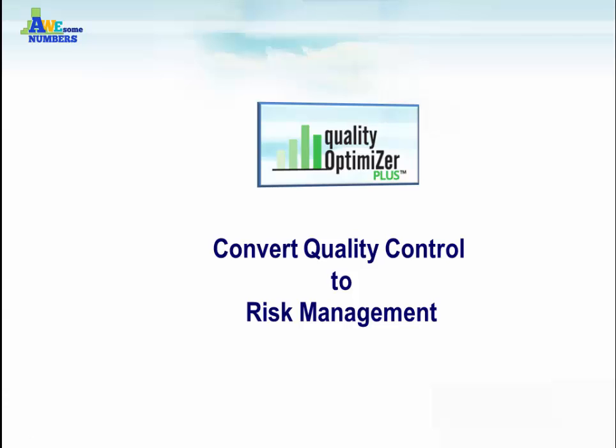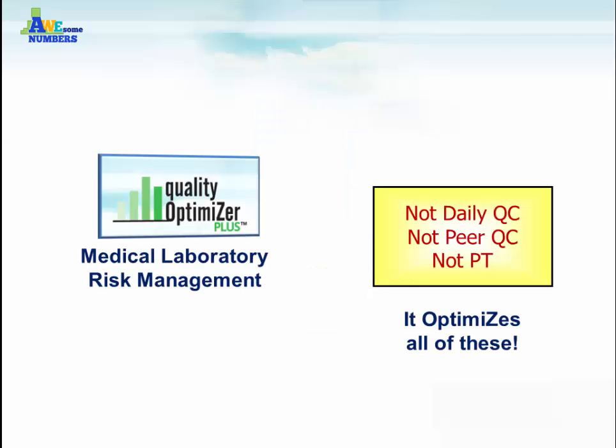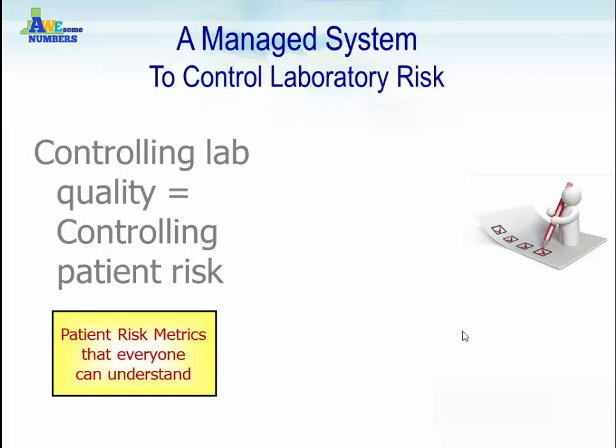I want to introduce you to Quality OptimiZer, a new software, a new process to convert quality control in medical labs to risk management. It's not a new daily QC program, it's not peer QC, it's not proficiency testing, it optimizes all of these. Quality OptimiZer creates a managed system to control laboratory risk.